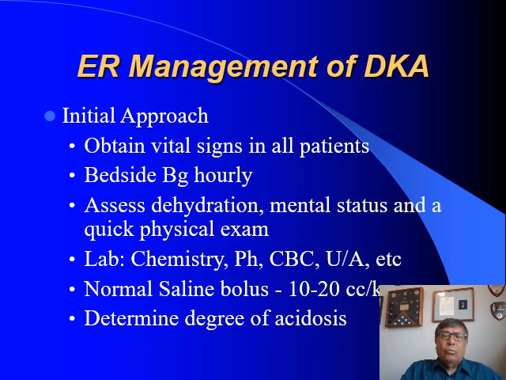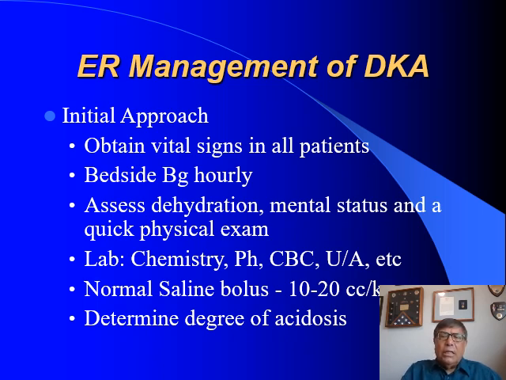Most of the time the lab test is done in the emergency room, and immediately we start giving a normal saline resuscitation, or what we call a normal saline bolus, which is about 20 ml per kg as soon as possible, 20 ml per kg per hour, and that should be infused as fast as possible. And then one might go on to assess the patient's degree of acidosis.